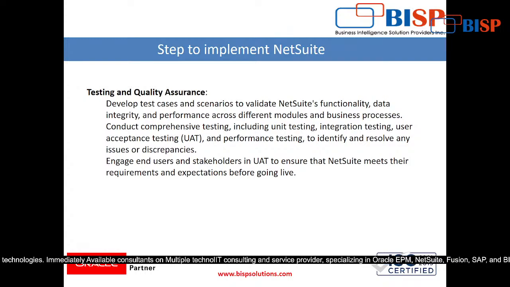Then testing and quality assurance. For example, we have implemented order to cash. Now it should be tested from all the ways, because a sales order can be created individually, one by one, cash sales can also be created, then RMA is also there under order to cash, then CSV upload, then mass updates. All these are ways to insert sales orders in NetSuite. So these are different ways.